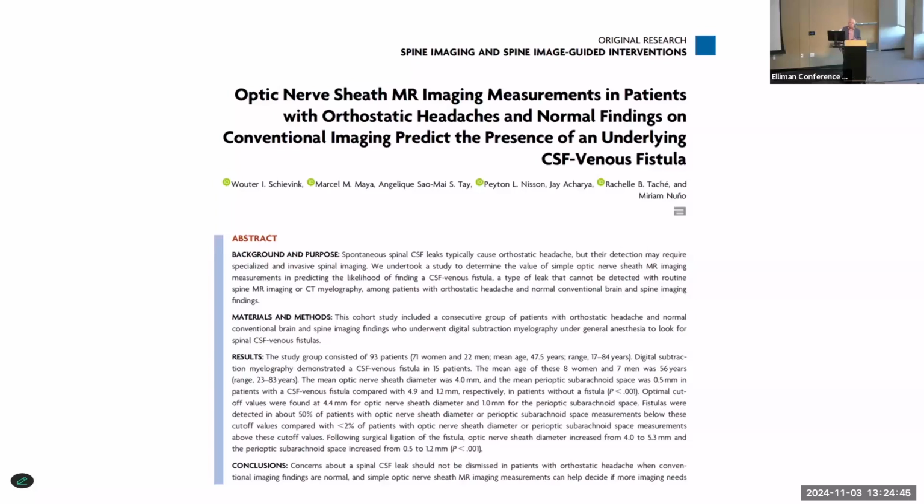So then we looked at something else that we thought might be able to help us predict which patients will have a CSF venous fistula. And also when I talk about the yield of finding a leak, I mean specifically the yield of finding a fistula; it doesn't necessarily mean that the patient has or does not have a spinal fluid leak.